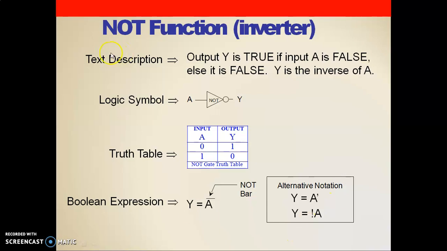Next one is the NOT gate. You already know NOT is nothing but simply an inverter. This is the truth table for the NOT gate: 0 gets inverted to 1 and 1 gets inverted to 0. It is shown by the bar. That means a NOT gate has the input A and the output Y. It's shown by the A complement, which is shown by the bar, A bar.